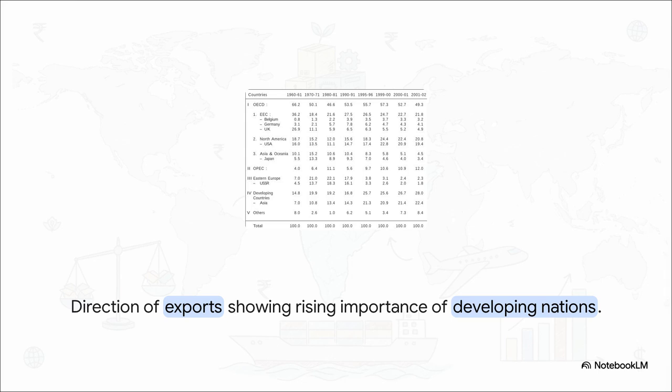But the rapid dispersion is what's really interesting here. The share of exports going to other developing nations, specifically in Asia, jumped significantly by the mid-90s. This regional diversification is a truly crucial marker of India's modern trading footprint.